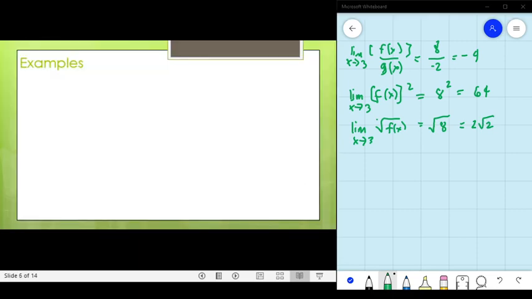So let us now apply these theorems in evaluating algebraic functions. In particular, we will illustrate how to use them to evaluate the limits of polynomial, rational, and radical functions.